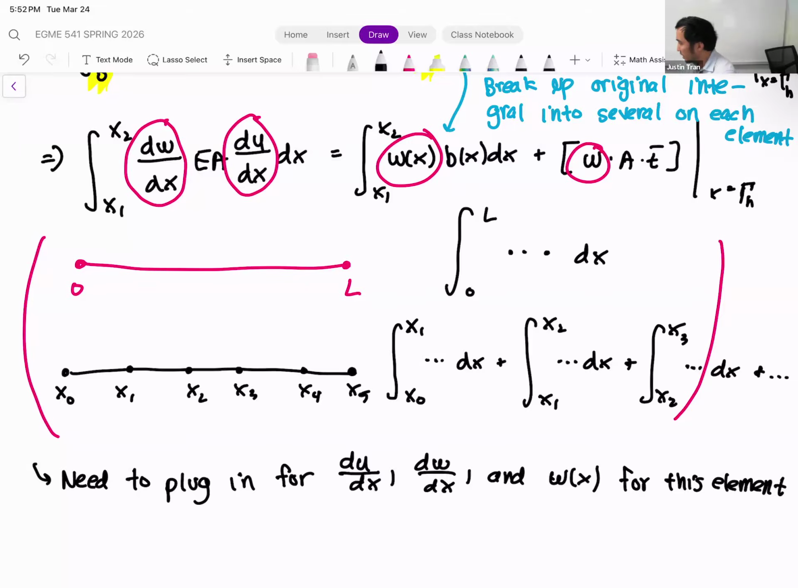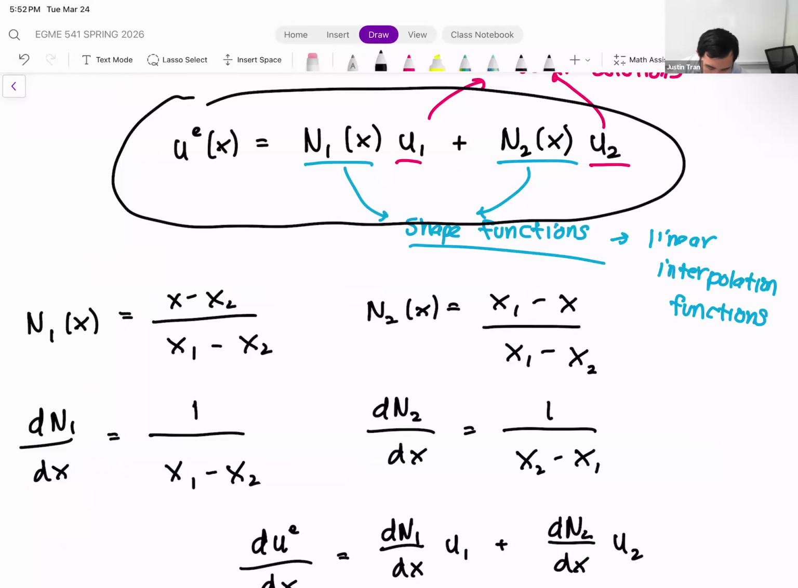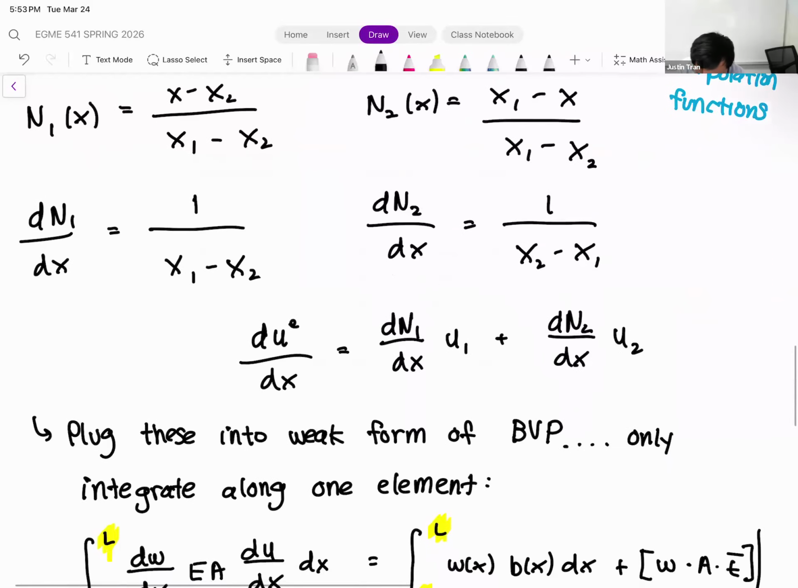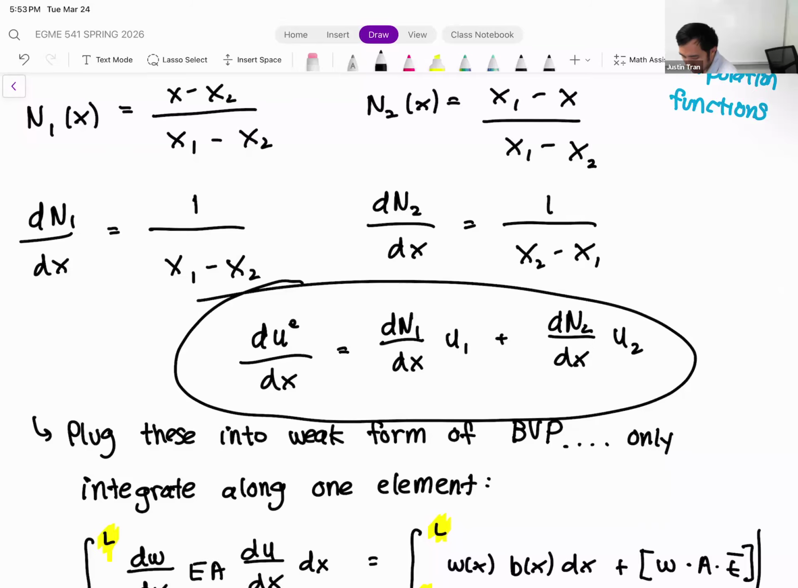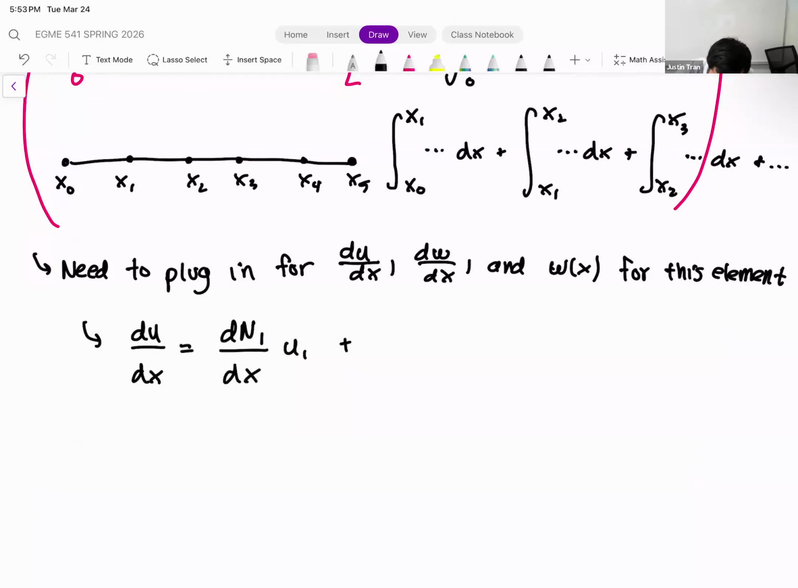Now, luckily for us, we've already done the work to come up with the expression for u at least. We have that right here. So u, we know, is just N1 of x times u1 plus N2 of x times u2. And in fact, we also have the derivative as well. So du dx is equal to dN1 dx u1 plus dN2 dx u2.